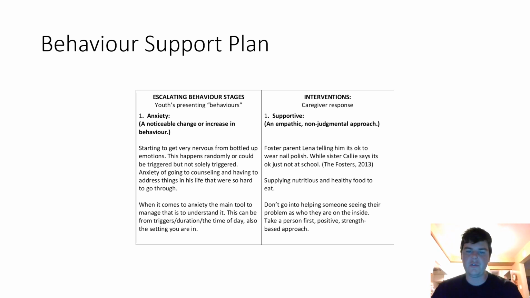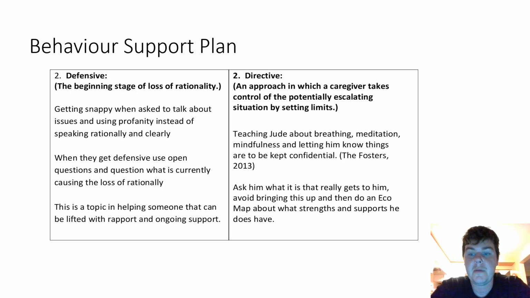Also, look at Jude with a positive strength-based approach, like when Lena is telling him it's okay to wear nail polish. When it comes to Jude being on the defensive, I think that rapport is a really huge thing within his family and with the different workers that he has. Also, I think it would be a directive for him to be taught how to breathe and meditate using mindfulness, and to have all this kept confidential at the same time.